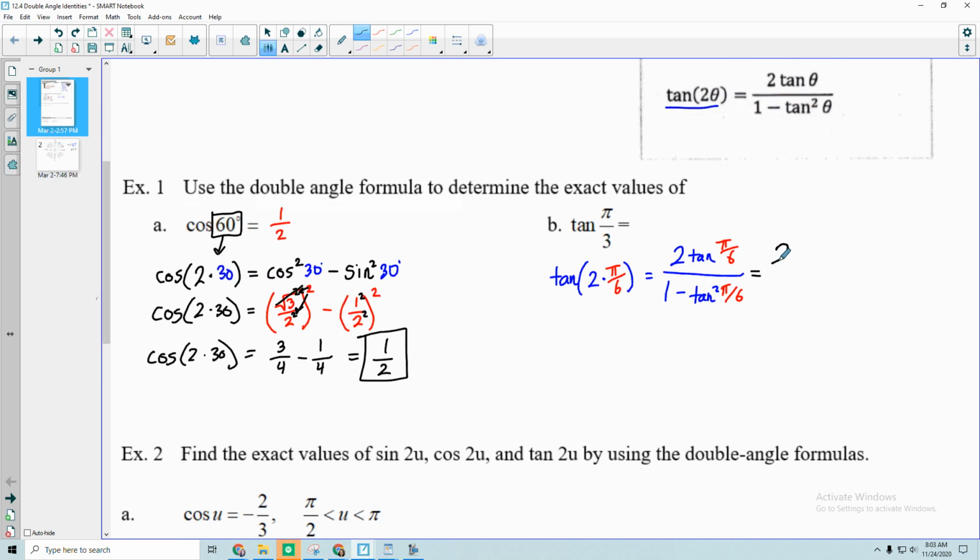Okay, so then I'm going to get 2 times root 3 divided by 3, because that's what I got to replace the tangent of pi over 6 with, is root 3 divided by 3, all over 1 minus root 3 divided by 3, and remember that is squared.